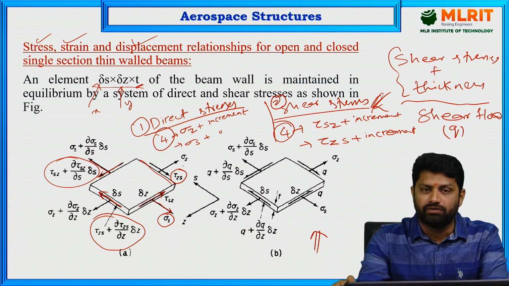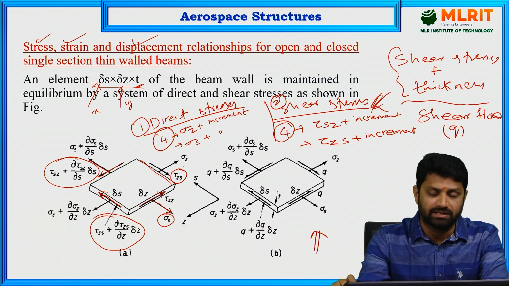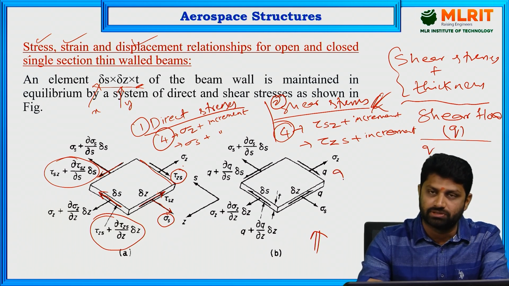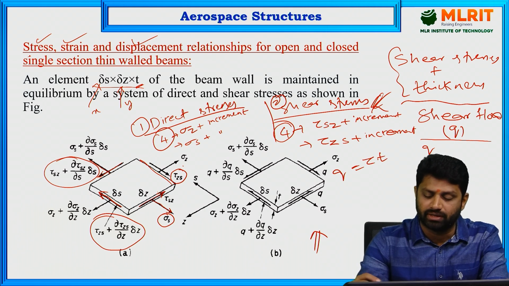So we'll try to reduce the calculations in the analysis by introducing the term called shear flow, which is defined as Q, equals tau into T, or shear stress, that is defined as Q by T. So shear force per unit intensity. So again here what we have is the shear flow.